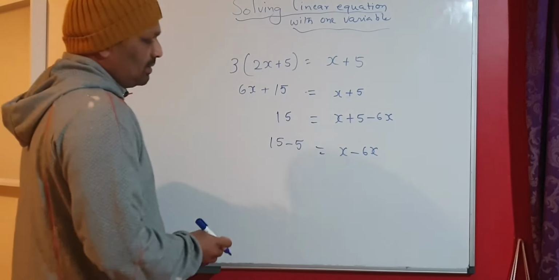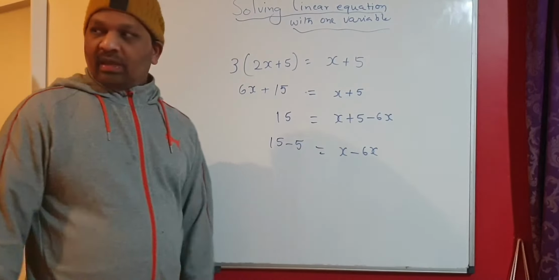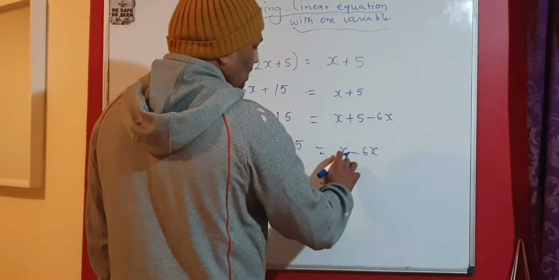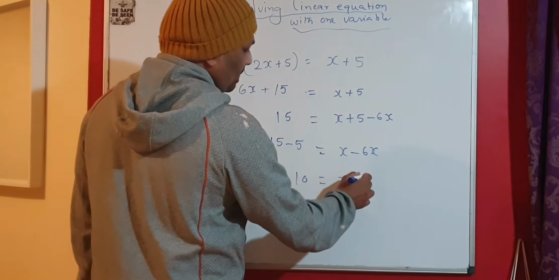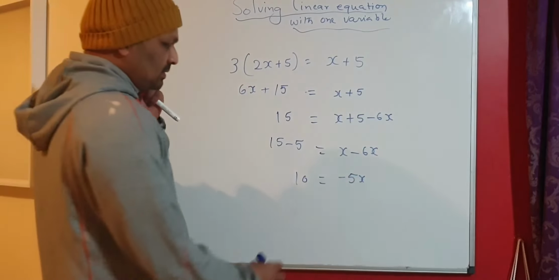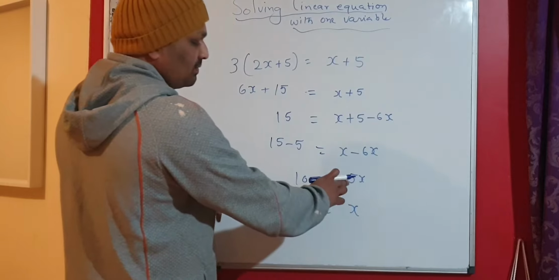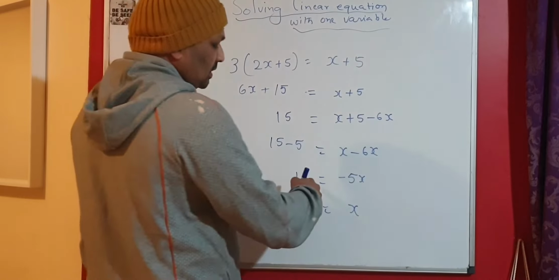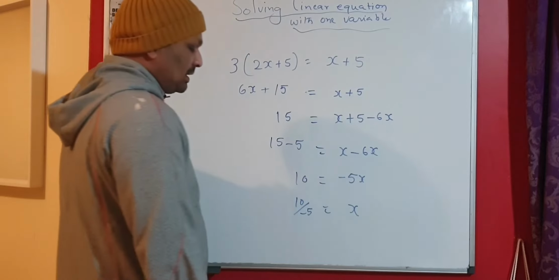Okay, now it's easy to simplify, because on the right side we have only the terms that are having x in it. On the left side we have the terms that are having constants in it. 15 minus 5 is equal to 10, and on the right side x minus 6x is equal to minus 5x. 1x minus 6x, when you simplify it, you will get minus 5x. So the value of x will be 10 by minus 5, because the minus 5 is something that is multiplying x. If you take minus 5 to the other side, it's going to divide 10 by minus 5.